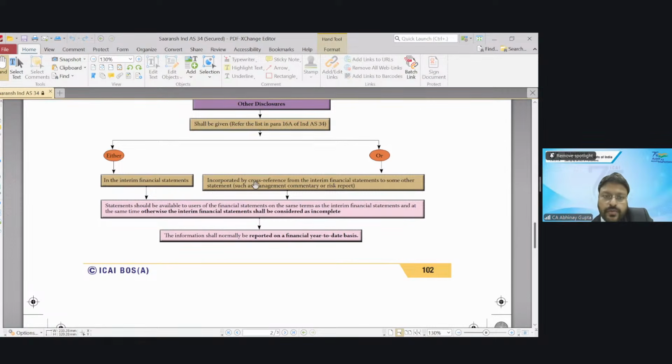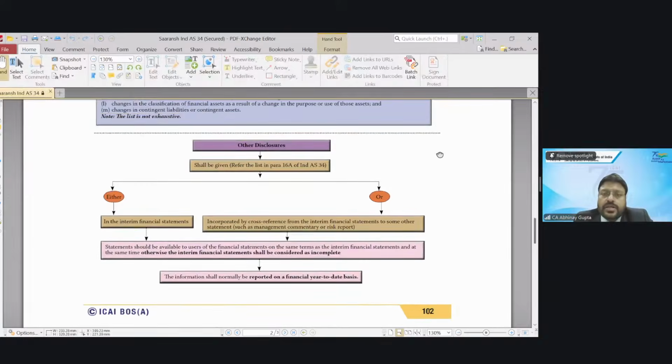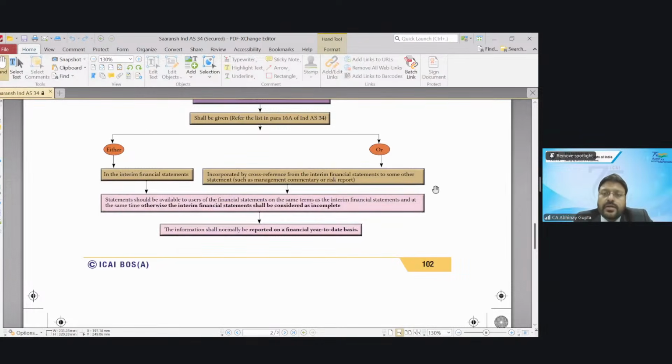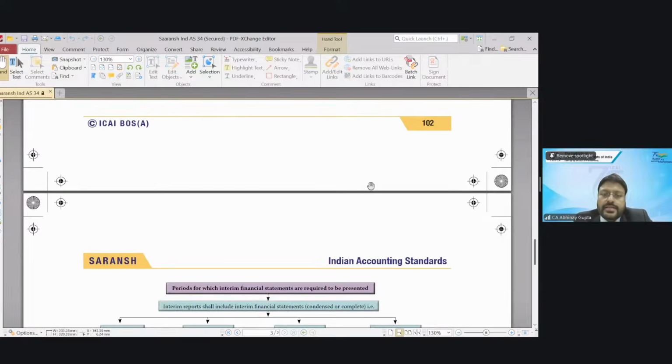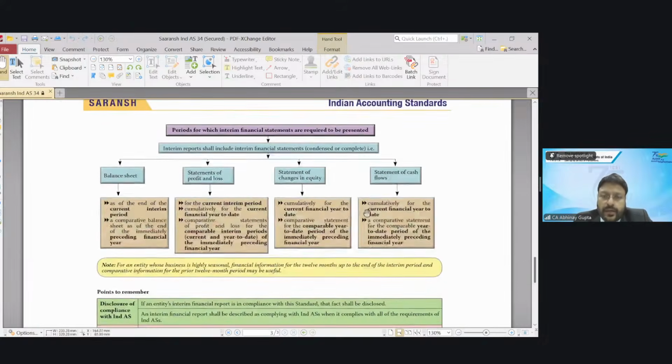So we need to incorporate by cross-referencing from the interim financial reporting to other statements such as the management commentary or risk report. If there are any disclosures given in the interim financial reporting, then we need to cross-reference the other statements from where they are sourced, right? Otherwise, it will be rendered as incomplete interim financial reporting.